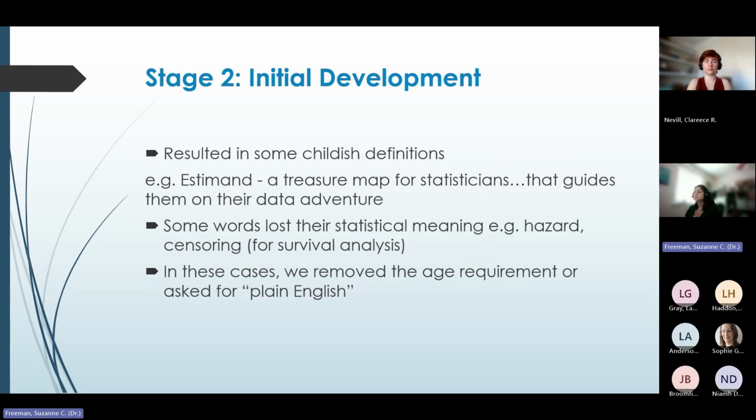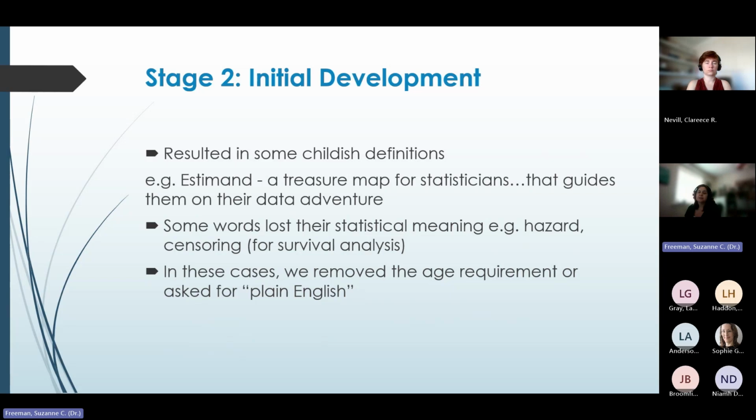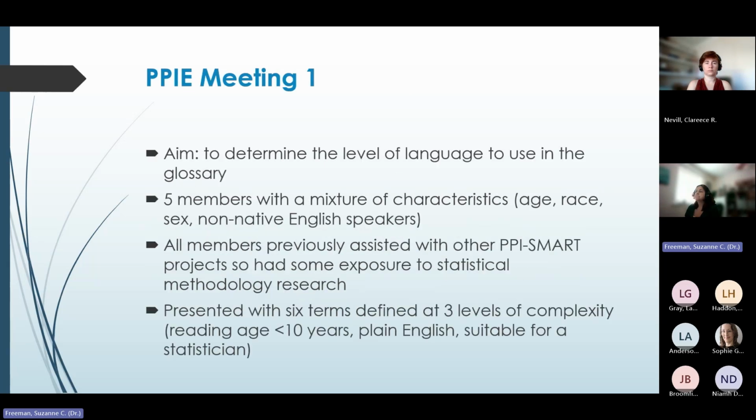And we also found that some words lost their statistical meaning. Whilst we wanted to define hazard and censoring in terms of survival analysis, ChatGPT was defining them in terms of their everyday usage. So where necessary, we did remove the age requirement, or we changed that age requirement to ask for plain English instead. After completing this, we had a list of 64 definitions for the terms that we'd identified.